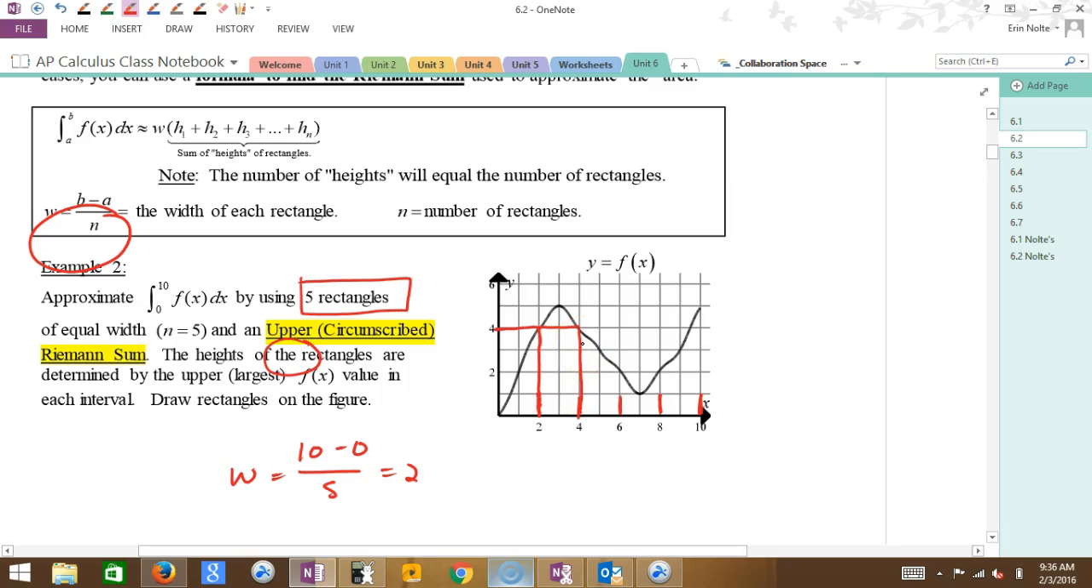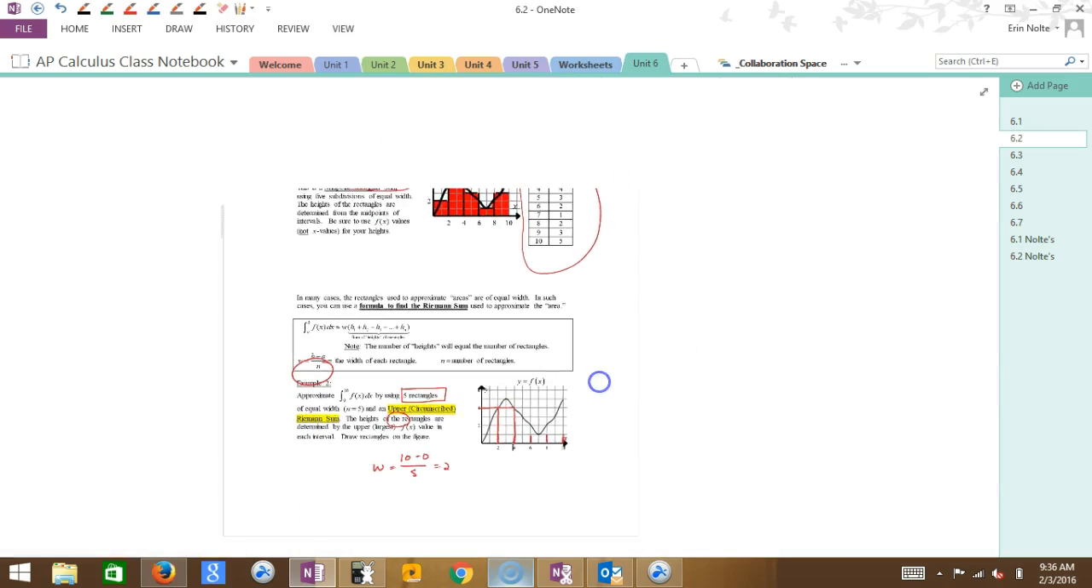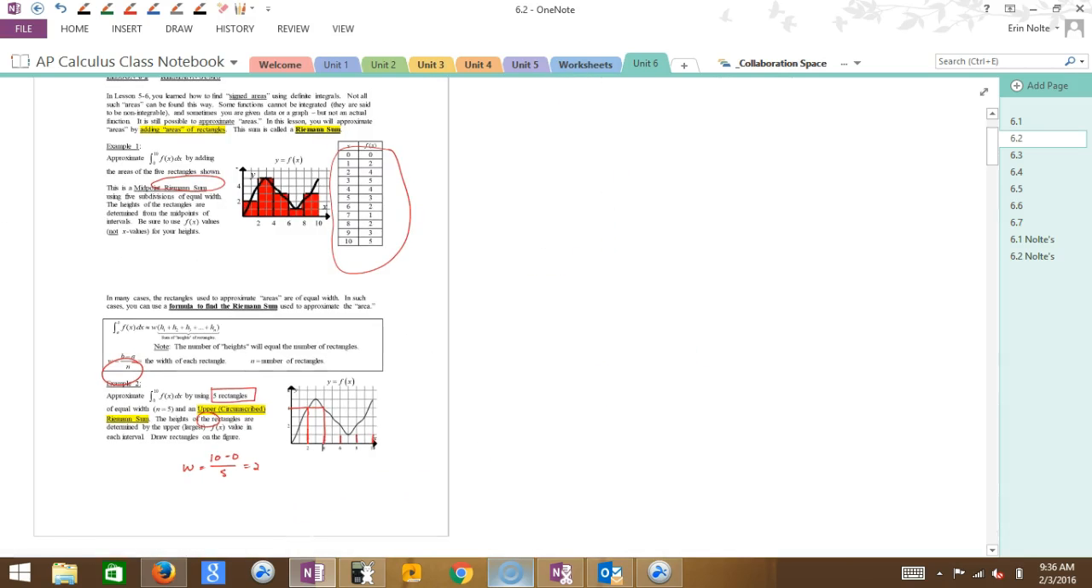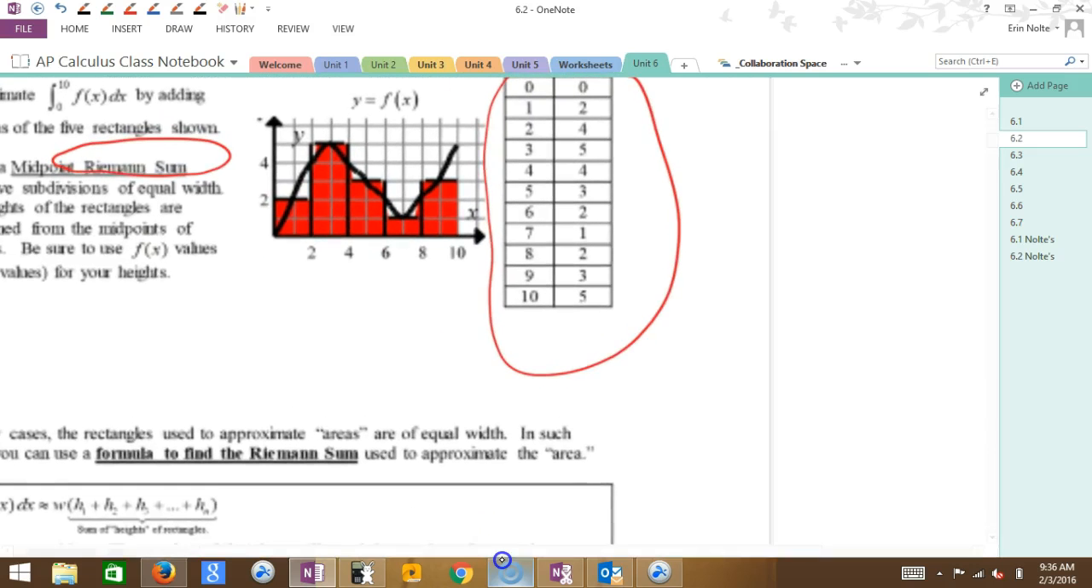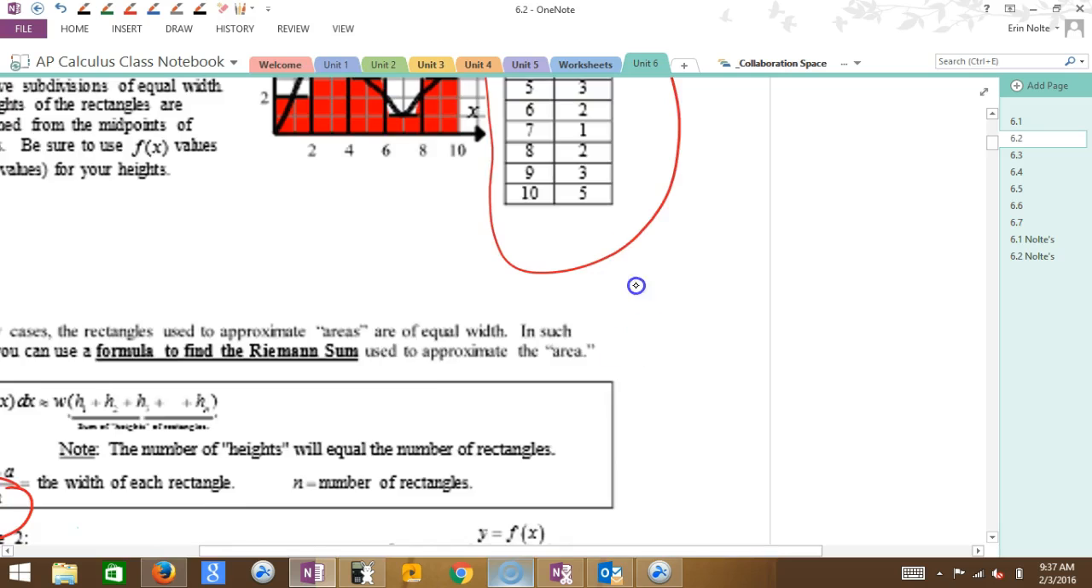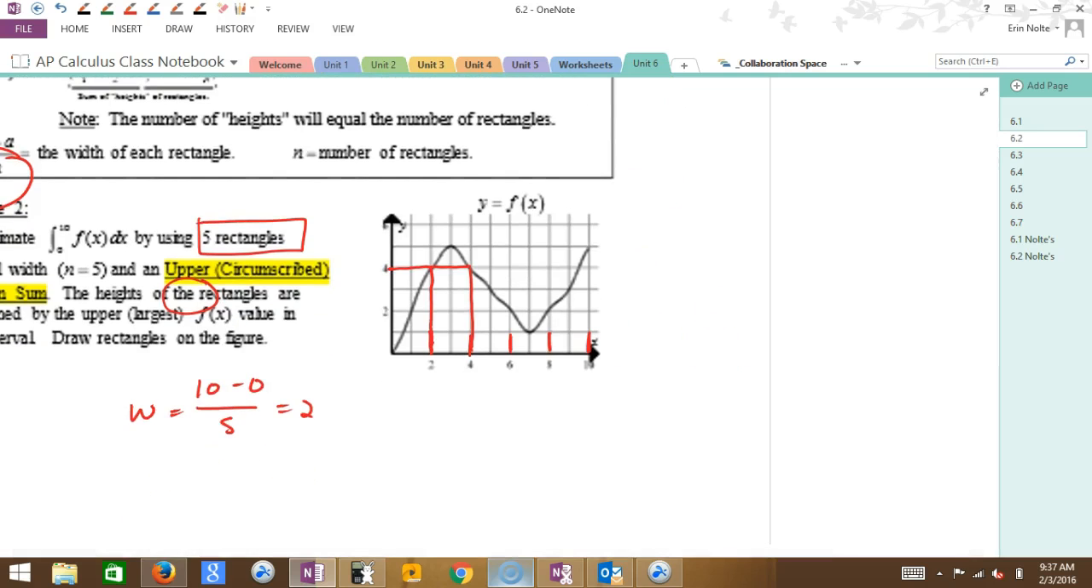So to draw these rectangles, I'm using the upper Riemann sum, which means between 0 and 2, the upper value is 2. What is the corresponding y value at 2? 4. So I draw that rectangle. I'm looking at the graph, or you can even use the table if that helps you. Do you see the table that's up above? The value at 2 is 4. So the value at 4 is also 4.